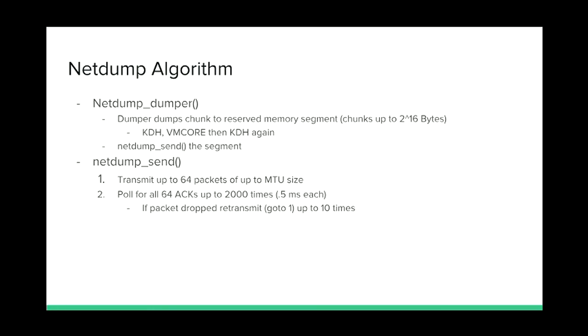So netdump send transmits up to 64 packets of up to MTU size. It shoots out 64 packets, and then it sits and waits for all 64 ACKs. It'll poll the NIC up to 2,000 times. You can set this, but up to 2,000 times to check for all those ACKs. If it gets all 64, great, you're done, and then you loop back around. But if you don't, that's when the trouble begins.